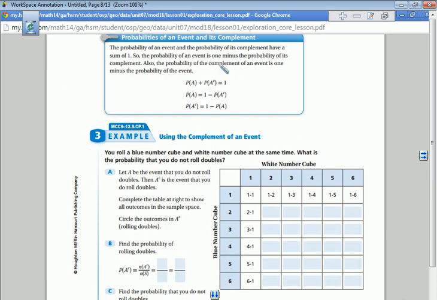All right. On the next page, it just shows us that the probability of an event occurring, along with the probability of its complement, must equal 1. Because the probability of it occurring plus the probability of it not occurring has to total 1. Okay? So we can find probabilities by subtracting the complement from 1. Or we can find the complement by subtracting the probability of an event occurring from 1.